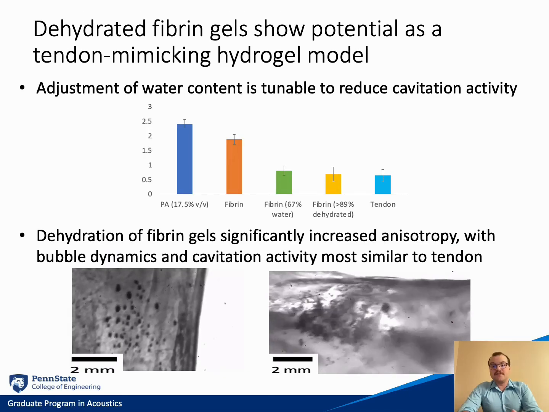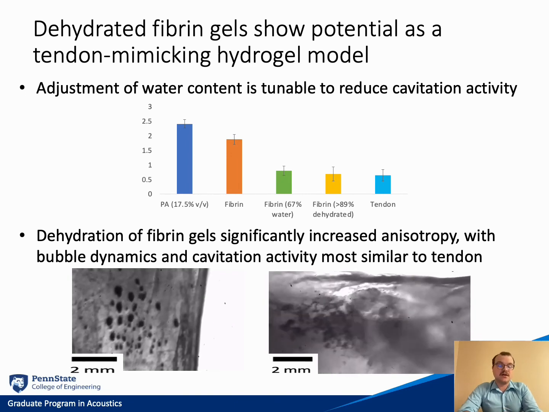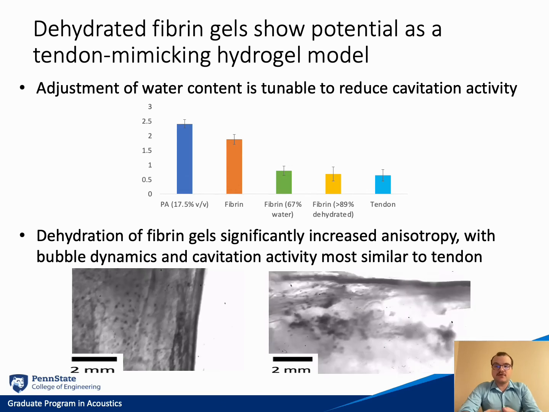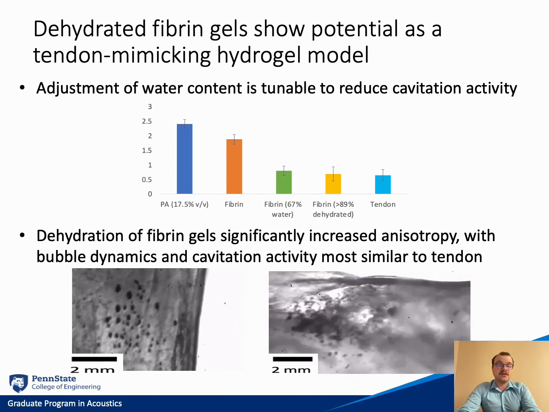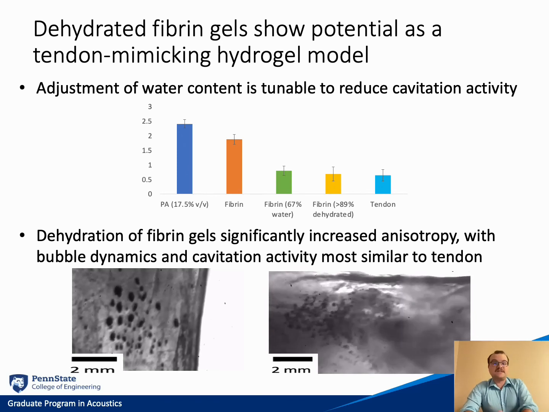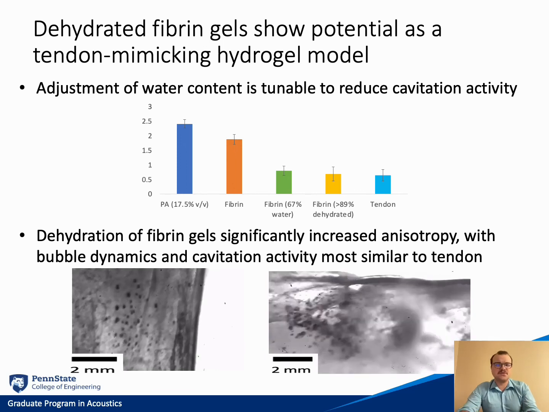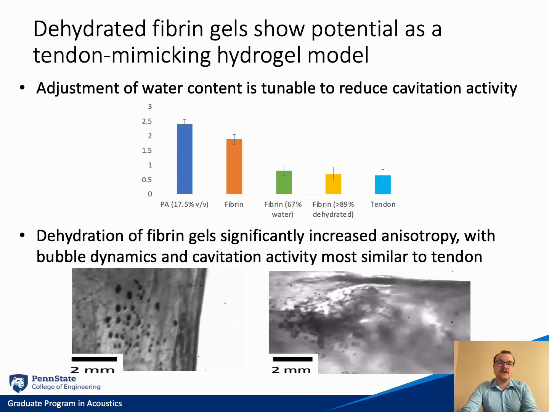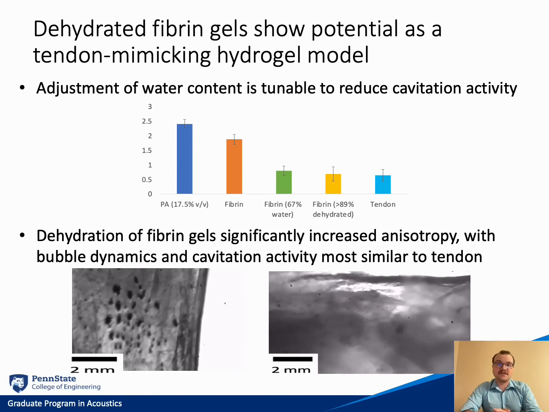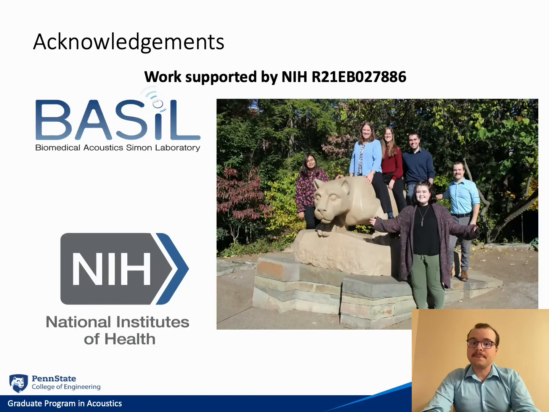In conclusion, we can note that dehydrated fibrin gels model quite well the cavitation activity occurring in tendon during histotripsy. By adjusting the water content through either recipe changes or dehydration, we can predictably reduce our cavitation energy, and as well, the dehydration of these gels is shown to induce this anisotropy, potentially due to a shrinking of the volume between these well-oriented fibrin fibers, which could constrain the bubble expansion and therefore hinder the strength of bubble collapse.